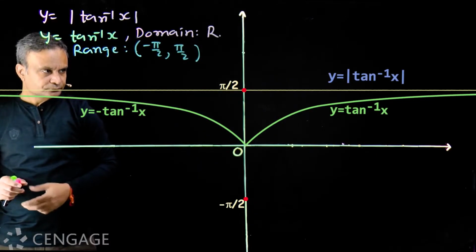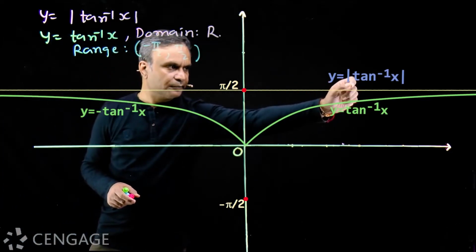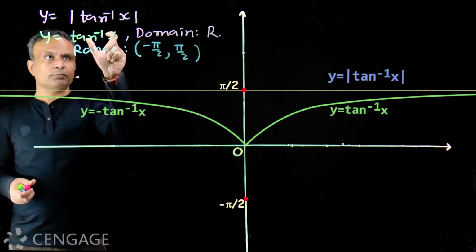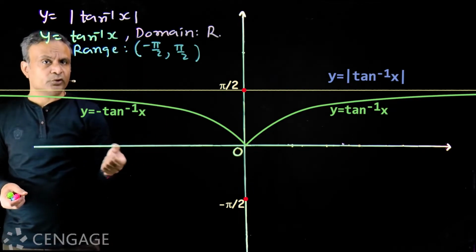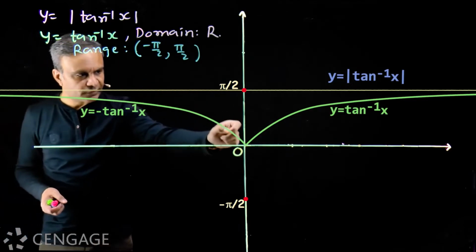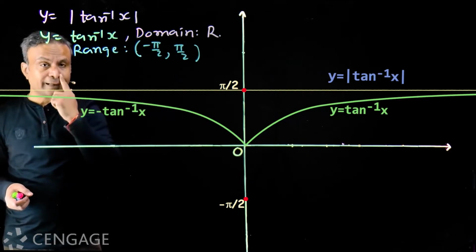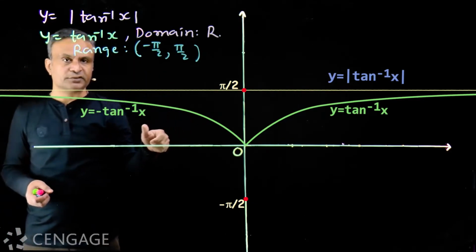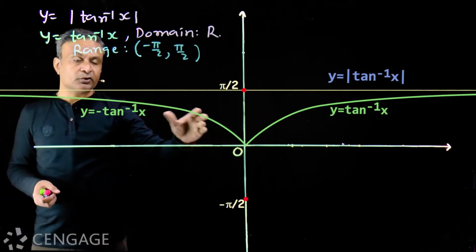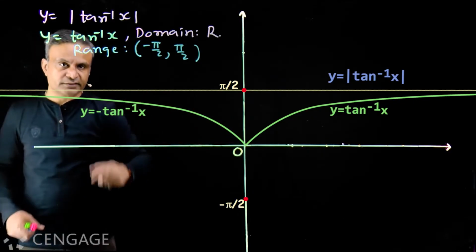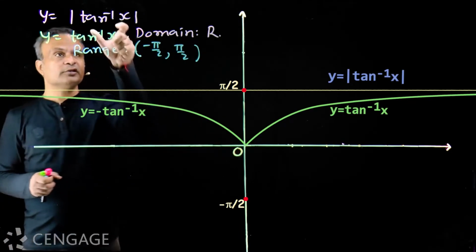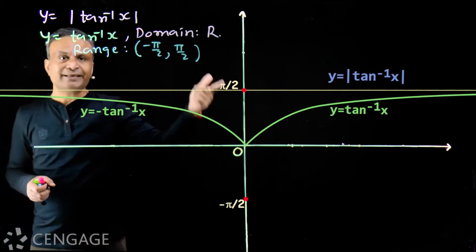Let's read the graph. This part of the graph represents function y is equal to tan inverse x. For x greater than 0, tan inverse x is positive, so modulus of tan inverse x is tan inverse x. And this part of the graph represents function y is equal to minus tan inverse x, because for x less than 0, tan inverse x is negative, and modulus of tan inverse x will be minus tan inverse x.